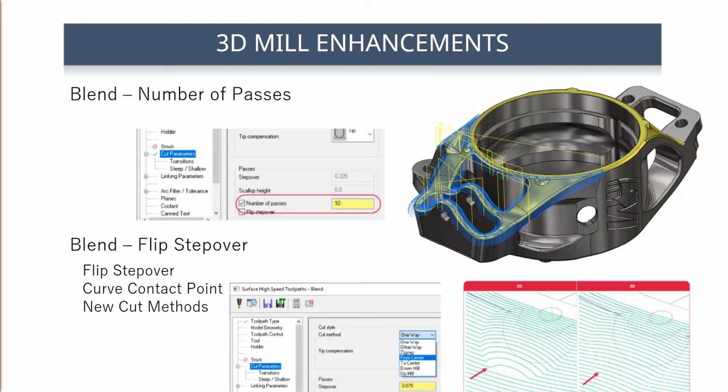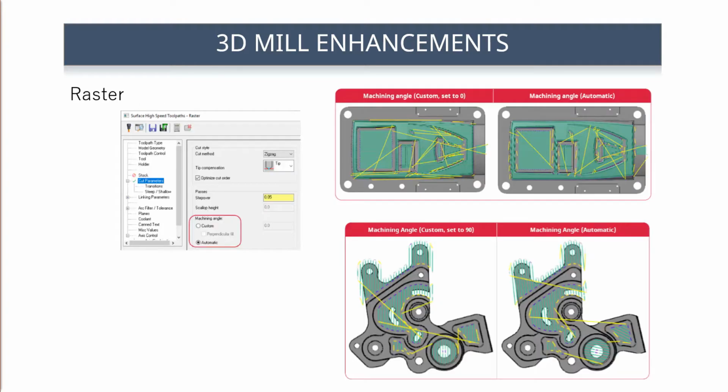Contact points, and a few new cut methods also in there. Raster, we'll take a look at raster here in a file. Raster has made a change, and now we have automatic for a machining angle. That's kind of a nice little switch in there.